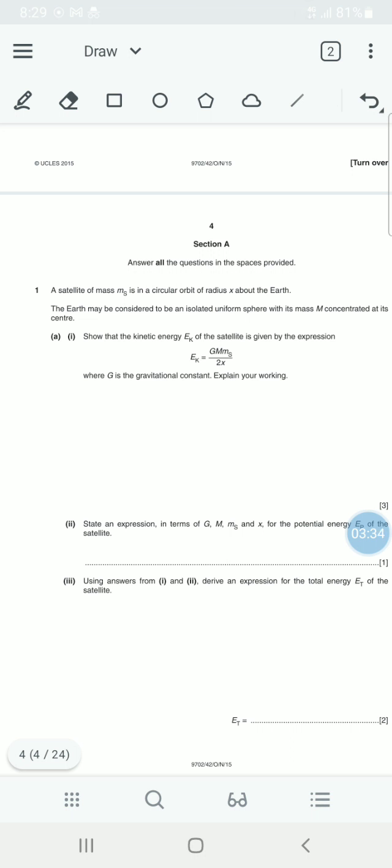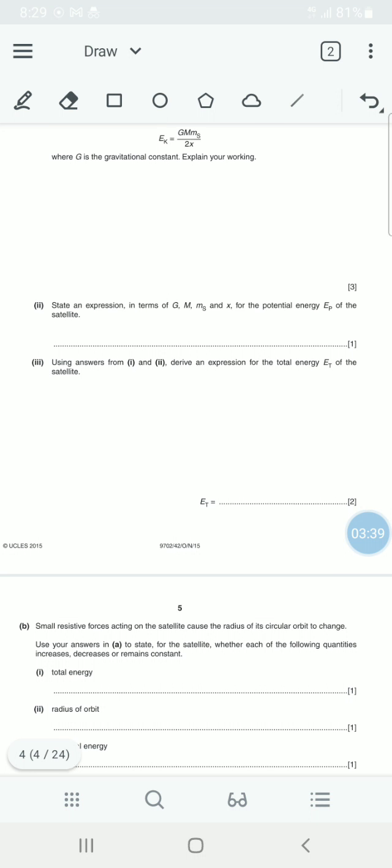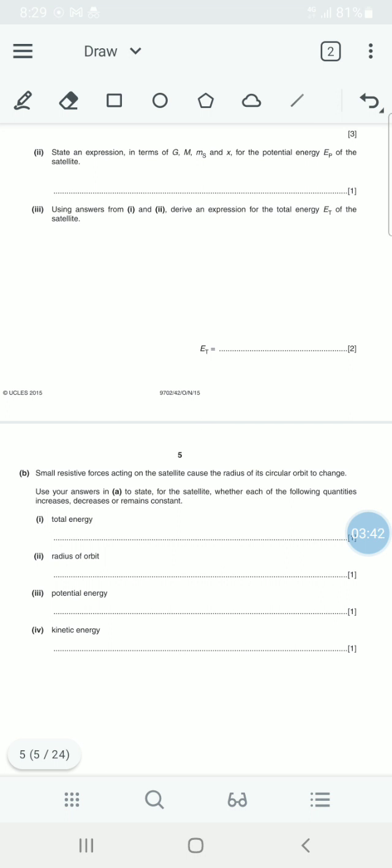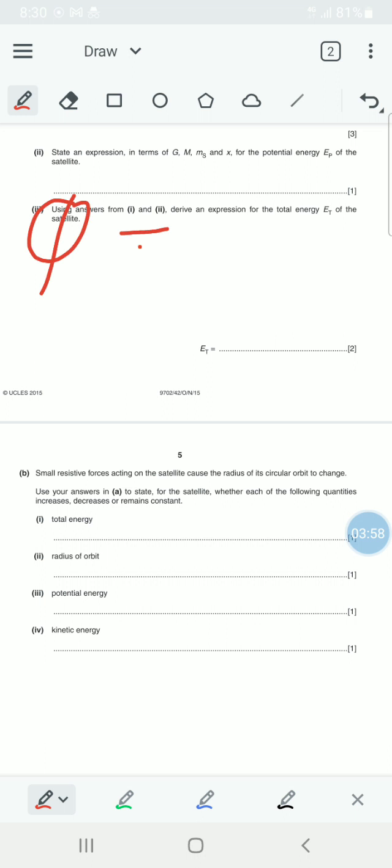Part 2 is to state an expression in terms of G, M, m_s and x for the potential energy E_P of the satellite. For a point mass m, we have an equation. If you can't remember that, please look at page 276. You have the value for phi, which is negative GM upon r. The negative sign comes because we are measuring from infinity. So this is for a point mass.